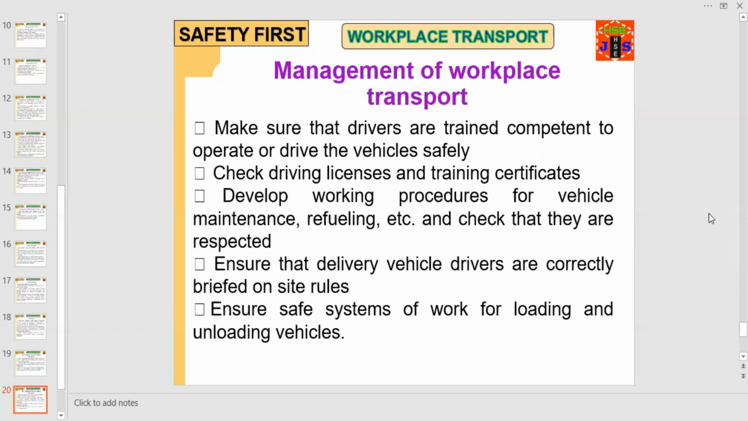Ensure that delivery vehicle drivers are correctly briefed on site rules. In other words, you have to give induction to all the drivers approaching the construction site and ensure safe systems of work for loading and unloading vehicles.